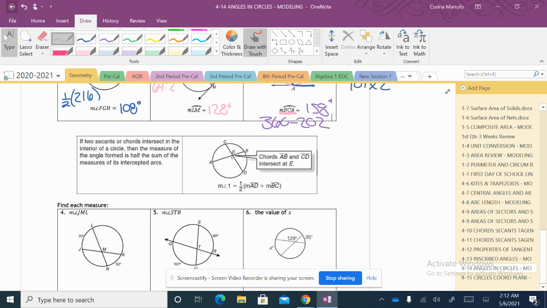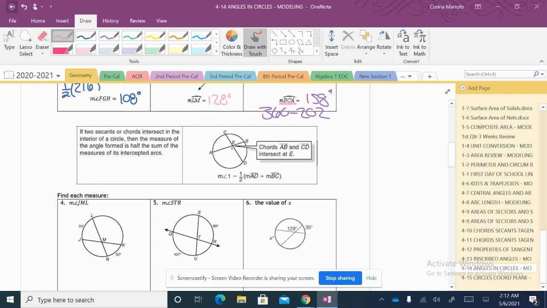Okay, now, if two secants or chords intersect in the interior of the circle, then the measure of the angles formed is half the sum of the measures of the intersected arcs. So what does that mean? It sounds complicated, but you add these arcs together, these arcs, AD and CB, and then just cut it in half, and it'll give you this inside angle, which should be the same as that angle because they're vertical angles.